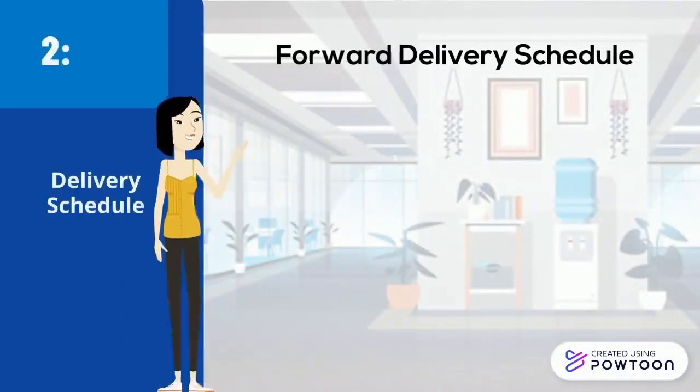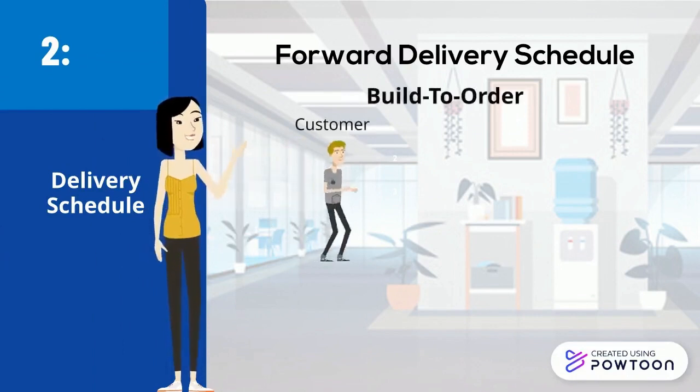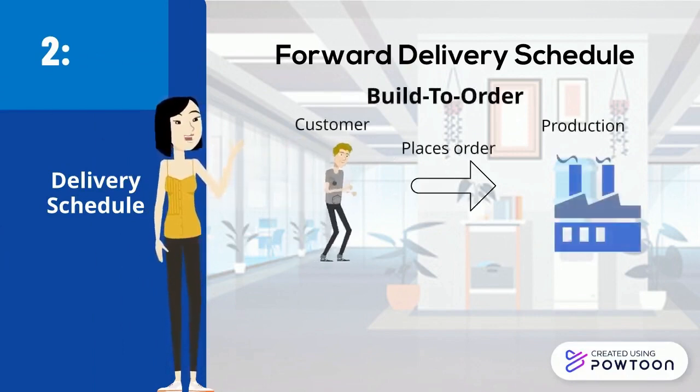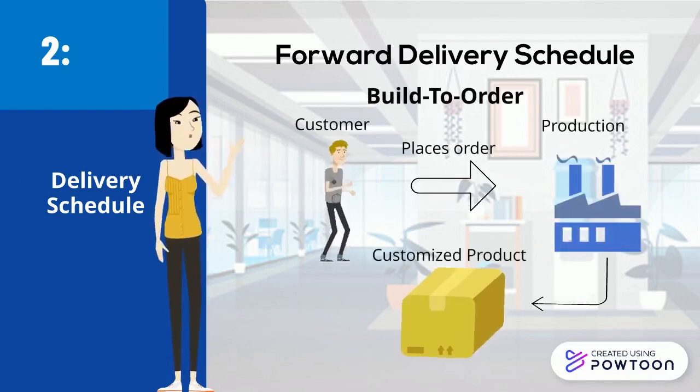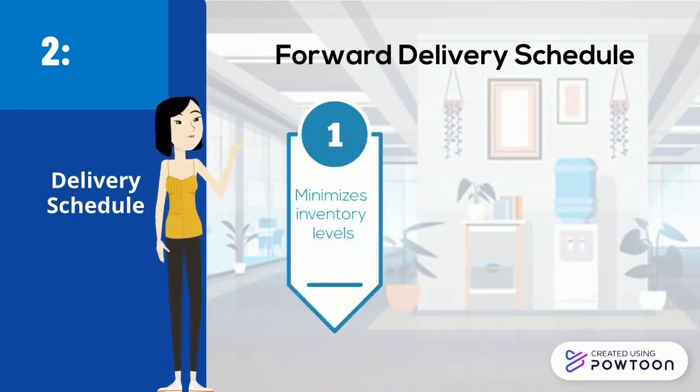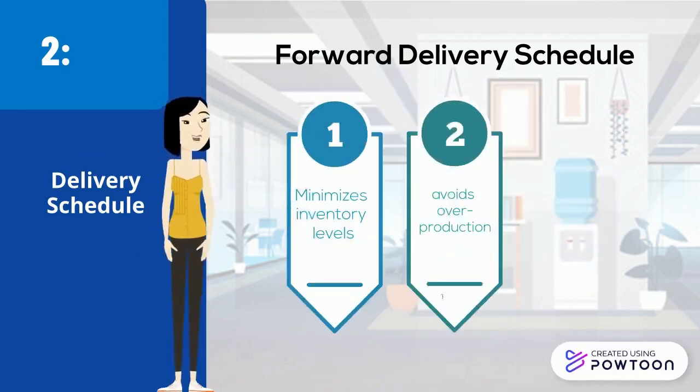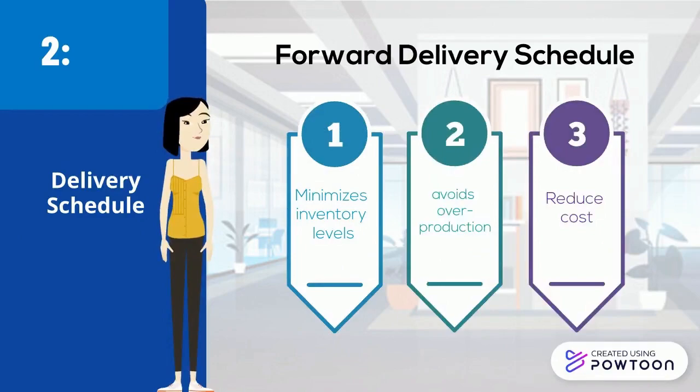Dell primarily uses a forward delivery schedule. In a forward delivery schedule, the company aims to anticipate customer demand and plan production and shipping accordingly. This approach allows Dell to maintain a lean inventory system and reduce costs. Dell's well-known build-to-order model exemplifies this approach, wherein products are manufactured only after customer orders are received. This minimizes inventory levels, avoids overproduction, and reduces excess inventory and related costs.